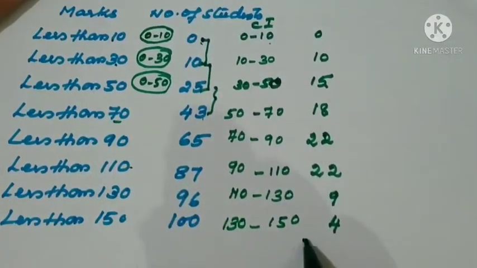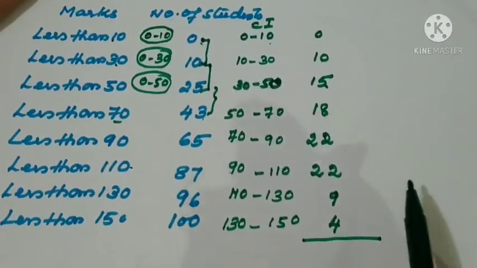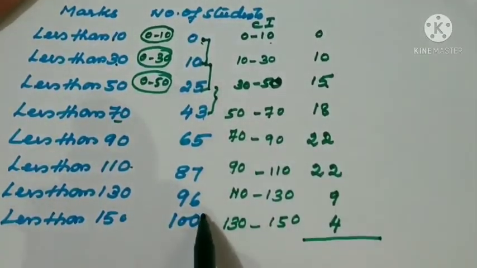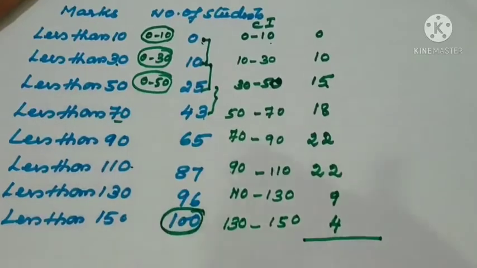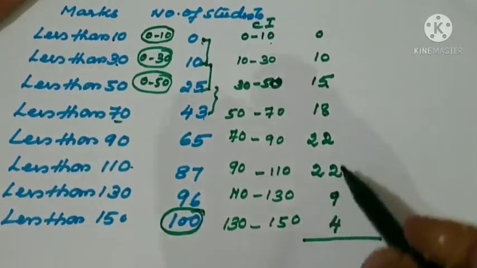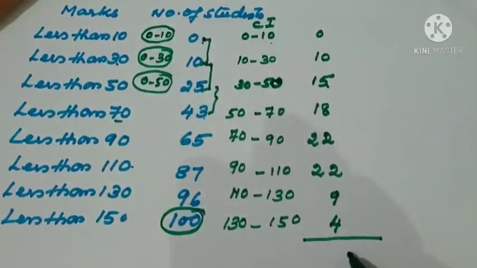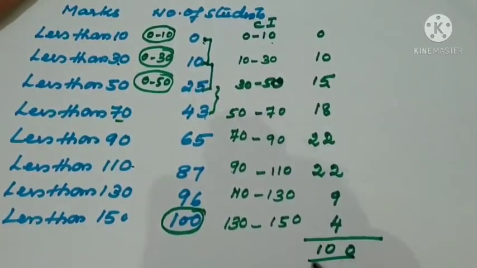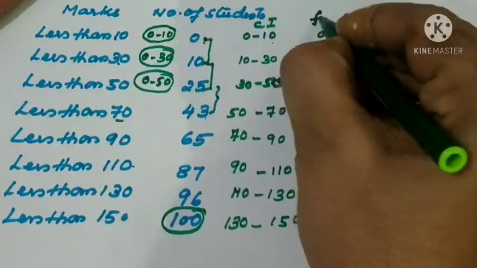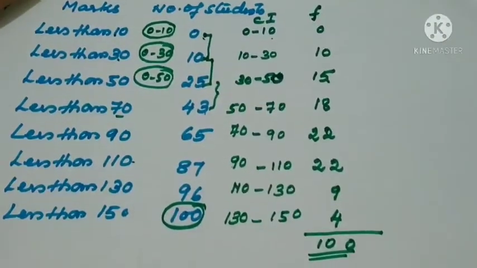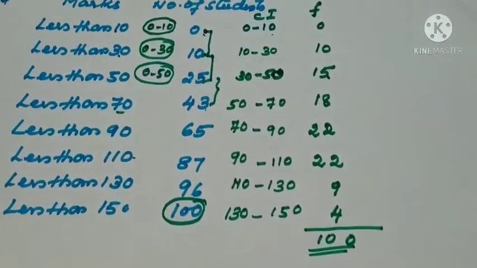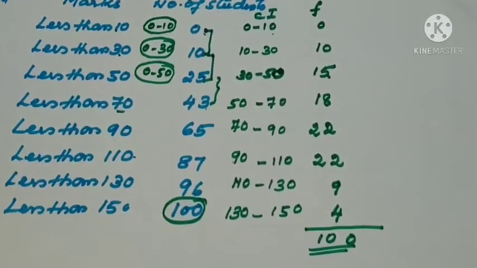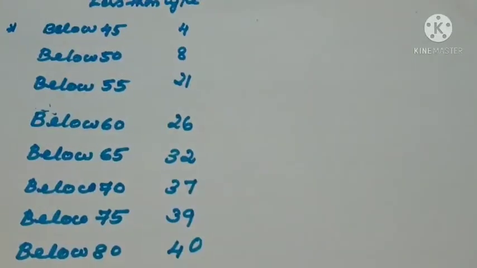Now one more step is there. When you add all these, you should get the maximum number of students, that is 100 only. So if you add, we will get 100. So this is our frequency. So we got the original class interval and the frequency. One more example we will do, then it will be more clear to you.